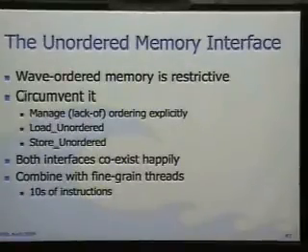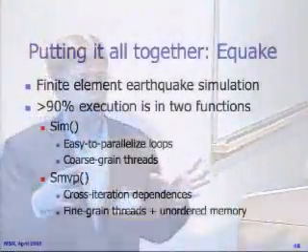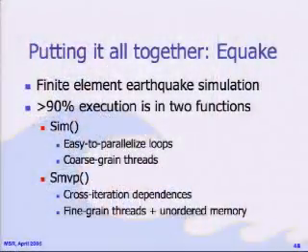So at this point, WaveScalar has 2 threading interfaces, this coarse-grained interface that I mentioned, and also this fine-grained interface. And it also has 2 interfaces to memory, this ordered interface and the unordered interface. One of the nice things about WaveScalar is it allows us to combine all these interfaces in the same application, or even within the same function, to exploit whatever kind of parallelism is available at that particular point.